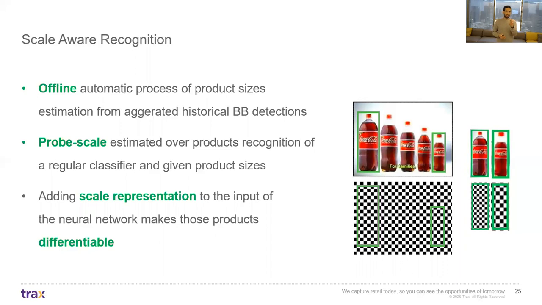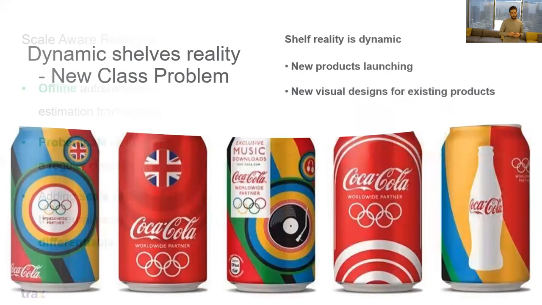So we picked the idea of using a chessboard where the square sizes actually represent the scale. And we added this additional channel of information together with the pixels to the network, and now the network has everything that it needs in order to recognize the product in the correct volume.